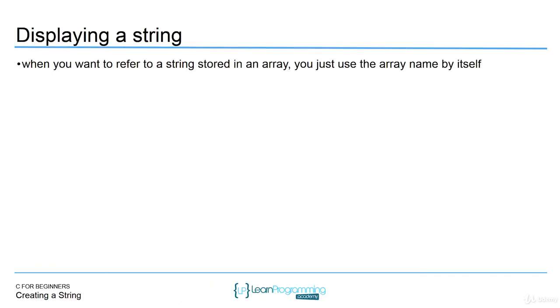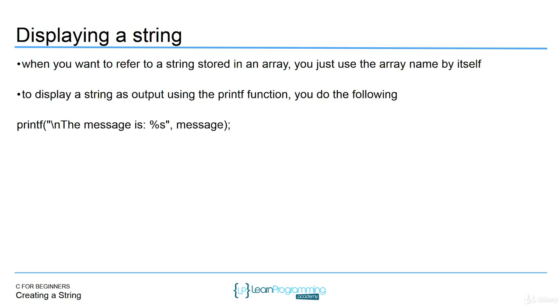As far as displaying a string as output, we're still going to use that printf function. When you want to refer to a string anywhere in your program, you just use the array name by itself. You don't have to specify indices, because an index inside the array is going to specify a single character. If you want the entire string, you just use the array name. So if you're using the printf function to display output, you would just do the following. Inside the double quotes, you would use a %s as your format specifier, and then just the name of the character array. So you don't treat it like other arrays when you want to access it. When you want to access it, just the name, no actual indices or brackets.